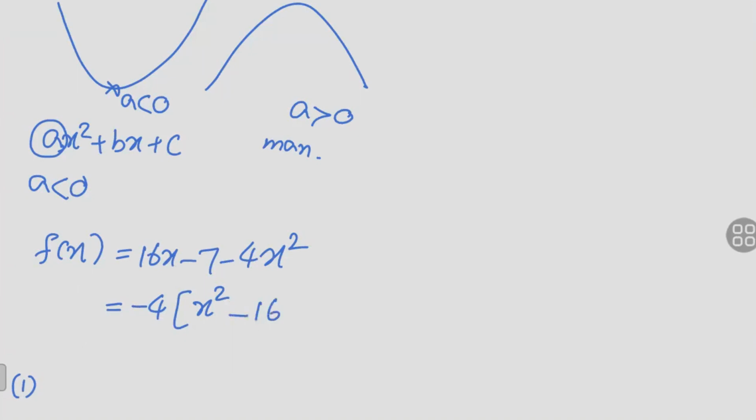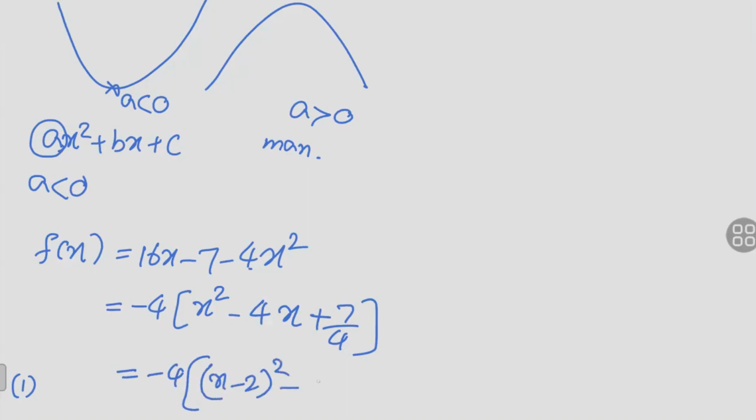Minus 4, divide each and every term. Then x squared minus 4x plus 7 over 4, right? Then it's plus here. So then you are getting the answer here. This is the completing square method; if you do it, this is x minus 2 squared minus 4 plus 7 over 4, right?